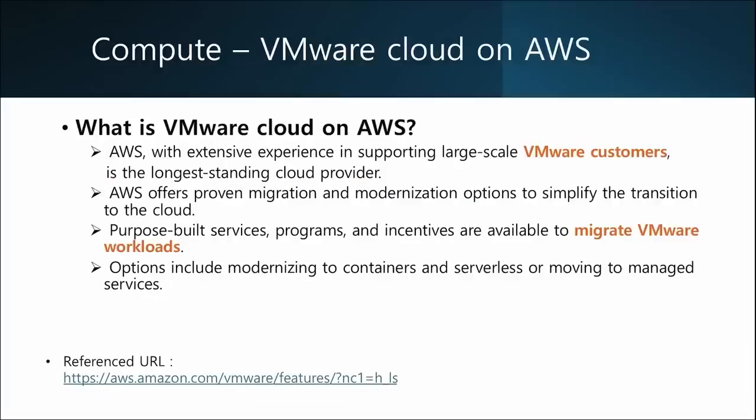Let's learn about VMware Cloud on AWS for migrating and optimizing VMware-based workloads to AWS. VMware is a traditional virtualization solution. This is a solution that is usually installed on an on-premise server to provide virtualization services. This can be migrated to AWS Services, which is the oldest cloud provider with extensive experience supporting large VMware customers. AWS provides proven migration and modernization options to simplify your transition to the cloud.